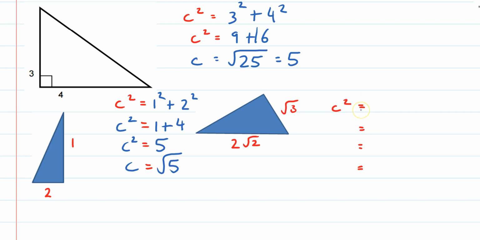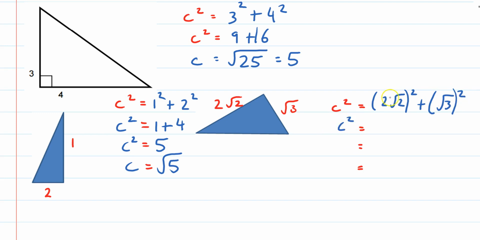Bit trickier, this one. In fact, we've got some labeling issues on this. Alright, slight change to that question. Had this as the hypotenuse, but we've got that as the other side length. Again, same kind of thing. We're just putting these values into our formula. So here it's going to be 2 square root 2 squared plus the square root of 3 squared.